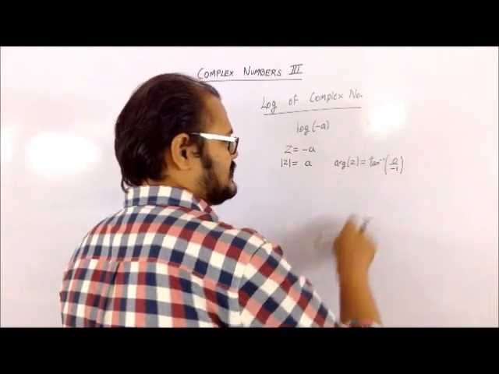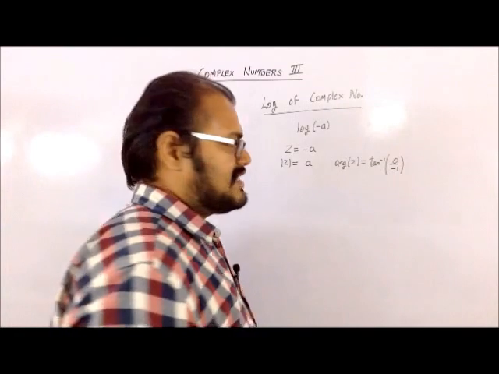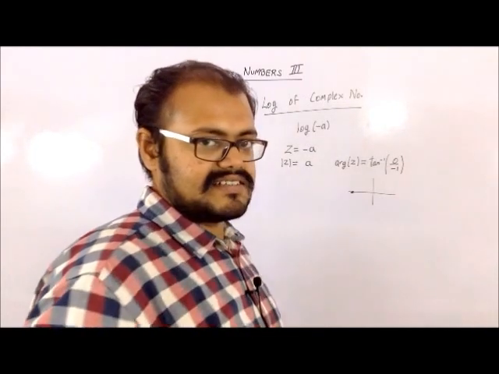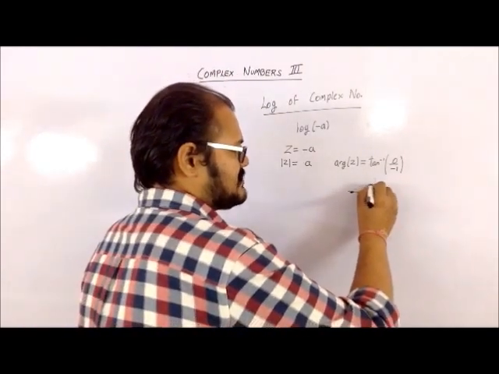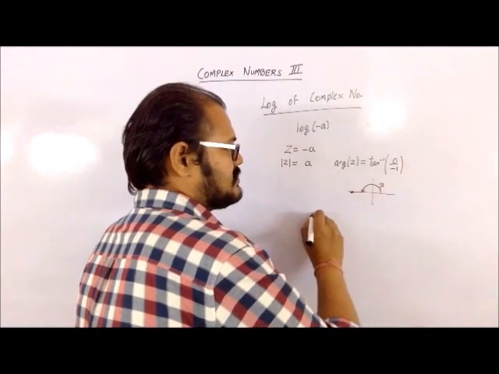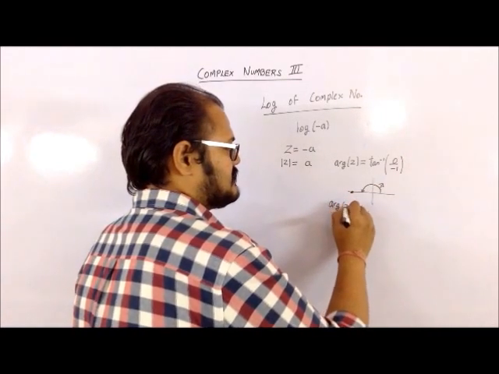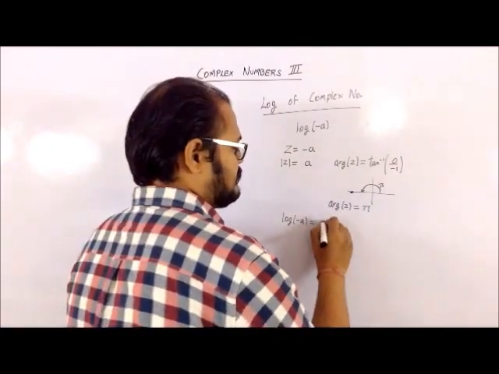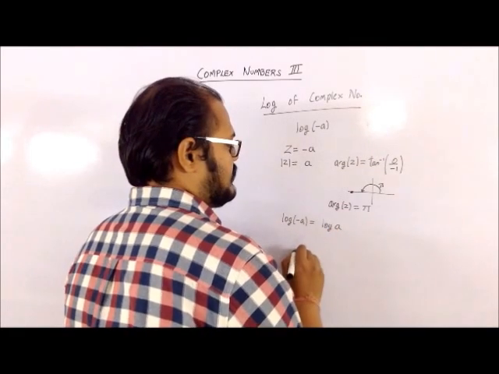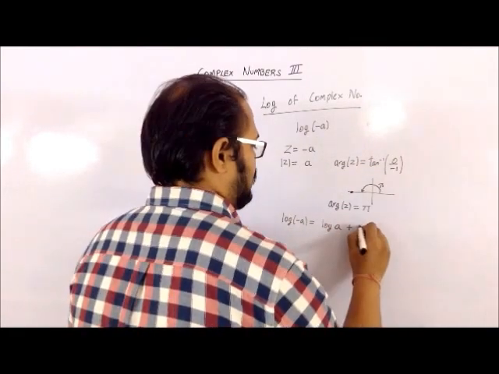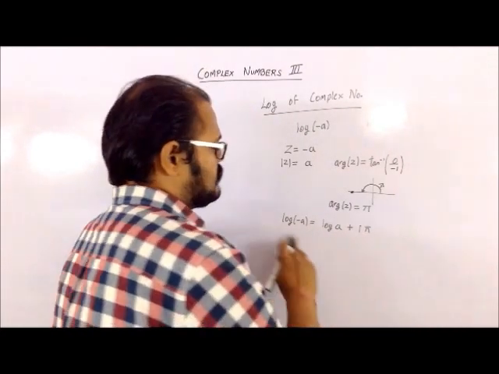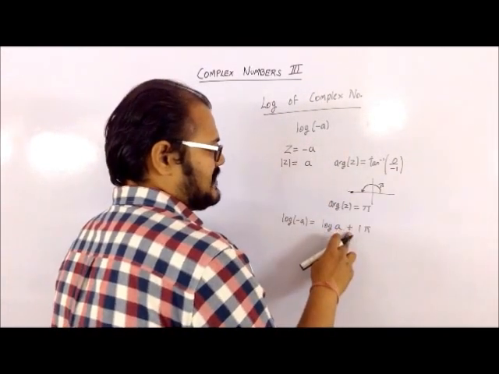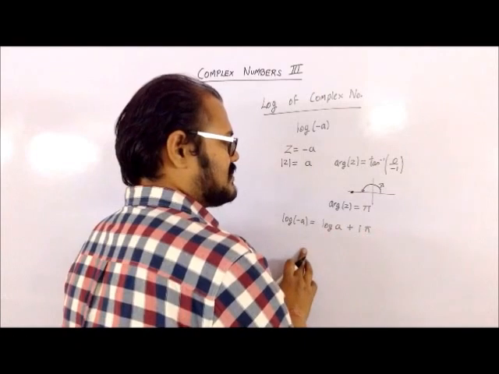You can see that the complex number is lying on the negative half of the real axis. So the angle from the positive side of x is going to be pi. So that is why argument of z will give me the answer as pi. So log of minus a will have the value log of a plus i pi. So if I want to find log of minus a, it will be log of the magnitude plus i into the argument of the complex number.